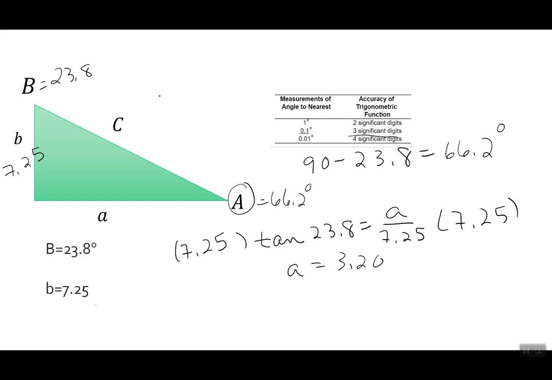I had 3.1976. That rounded up, right? The 7 pushed the 9 up, which made it a 3.20. I have a value for A. I still need to find a value for C.